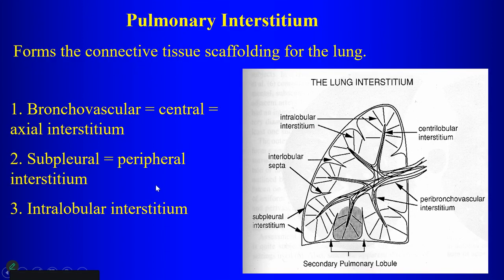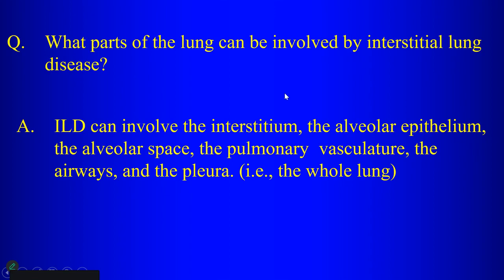And so when we talk about the interstitium, it's divided into these three areas. There's the bronchovascular or the central or the axial interstitium, and that's the area around the blood vessels and the airway centrally going out into the secondary pulmonary lobule. The subpleural or the peripheral interstitium, this is the region right underneath the pleura, and the area that connects the two is the intralobular interstitium. So that's between the central or the axial interstitium and the peripheral interstitium, and this is along the alveolar walls and your secondary pulmonary lobules.